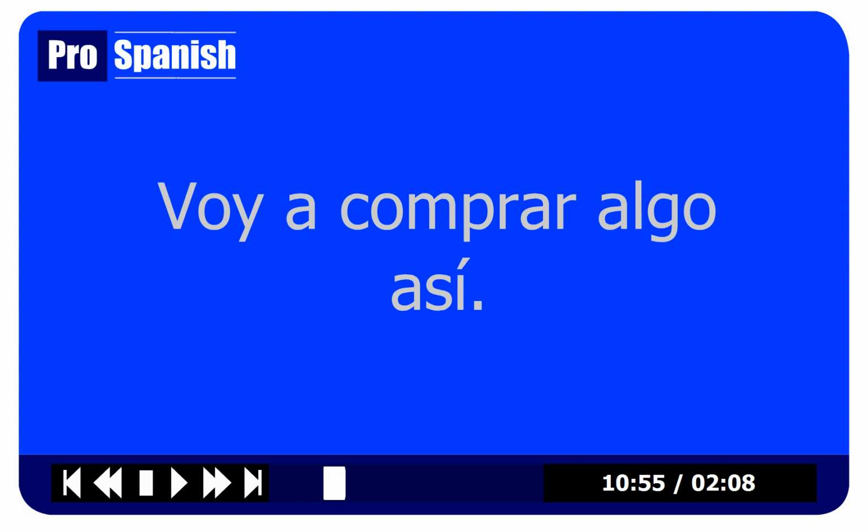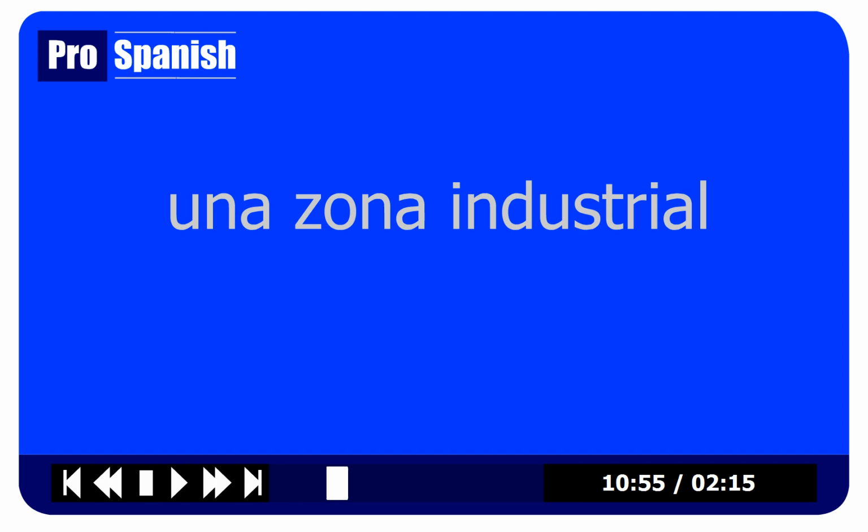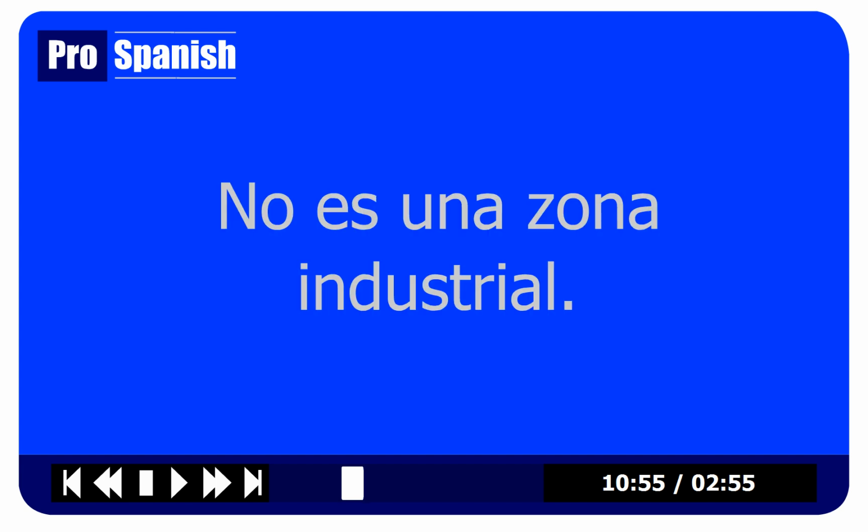Have a look at this and see what you make of it. Una zona industrial. And it means an industrial area. Una zona industrial. You'll see why we've introduced this in a minute. How would you say it's not an industrial area? No es una zona industrial.